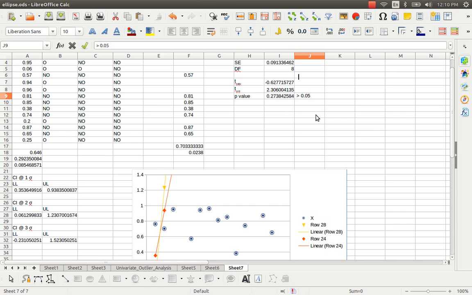Okay, this is the way we can perform outlier analysis in LibreOffice Calc installed in Ubuntu 14.04.